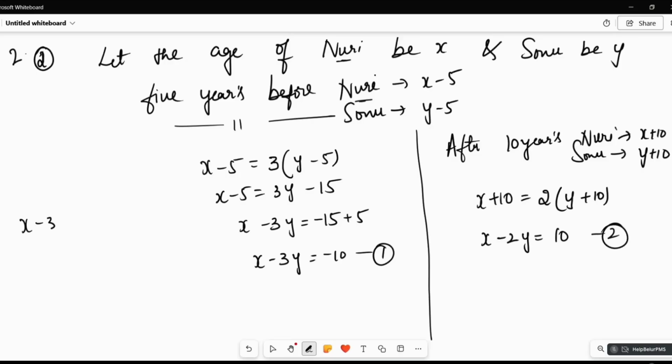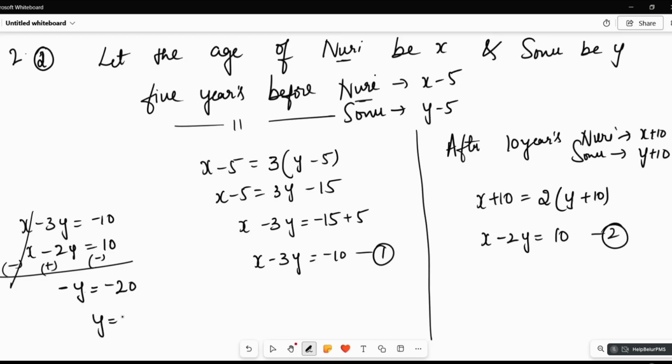So x minus 3y is equal to minus 10. x minus 2y is equal to 10. Now change the sign. x cancels here. Minus 3y plus 2y is equal to minus y is equal to minus 20, or y is equal to 20. So what about x? x minus 2y is equal to 10. So x is equal to 10 plus 2y, that is 2 into 20. So x is equal to 50.